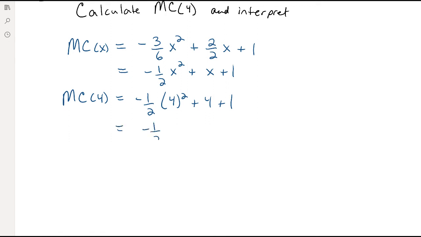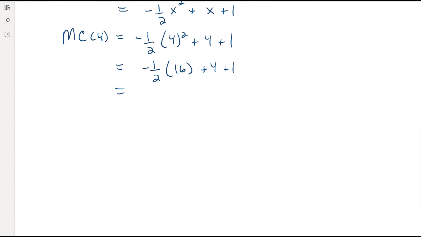This equals a negative 1/2 times 16 plus 4 plus 1. Let's see here. A negative 1/2 of 16 is a negative 8. So it's a negative 8 plus 4 plus 1. Add these up. What do we get? Negative 8 plus 4 is a negative 4. Negative 4 plus 1 is a negative 3. So the marginal cost of producing 4 units is going to be negative 3.